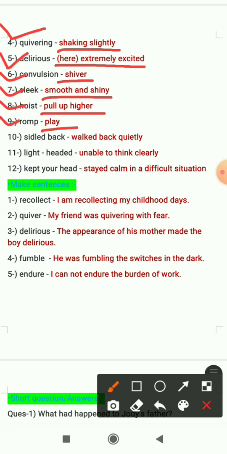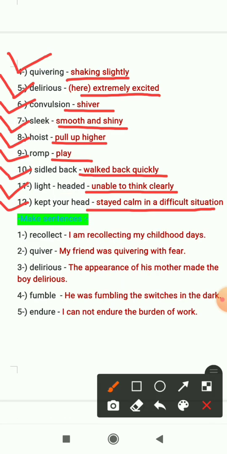10th one is sidled back. It means walked back quietly. 11th one is light-headed. It means unable to think clearly. And the last one is kept your head. It means stayed calm in a difficult situation.